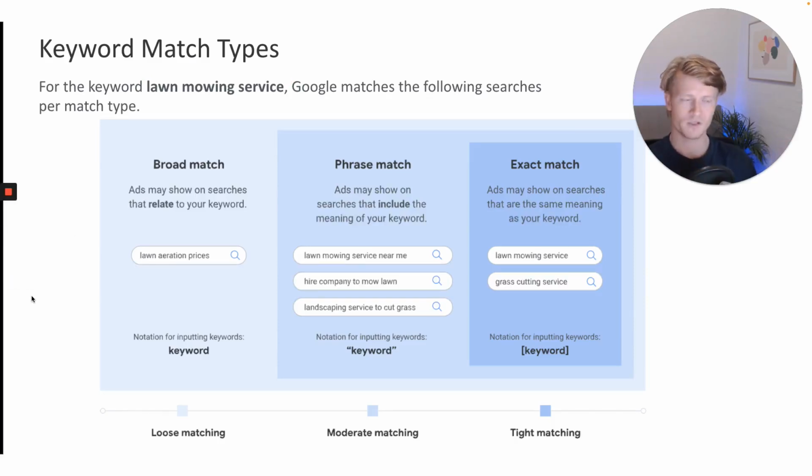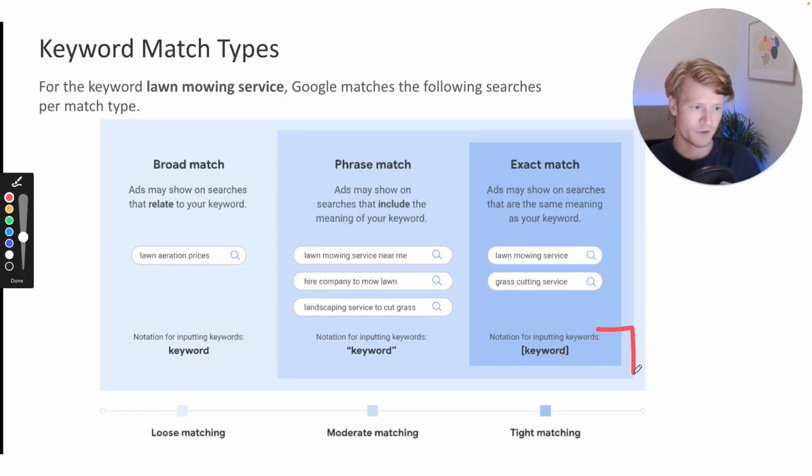Now the final one, the most precise, is exact match. And this means that ads may show on searches that are the same meaning as your keyword. So they actually are the same meaning as your keyword. They don't just include the meaning of your keyword, if that makes sense. So we have our ad appearing against, obviously, lawn mowing service, and then also against grass cutting service. So it must just be that with nothing else. So not landscaping, not hiring a company. They're just looking for lawn mowing service, right? So separate the words from the intent and you can understand this better. And the way to notate that is with square brackets like this.